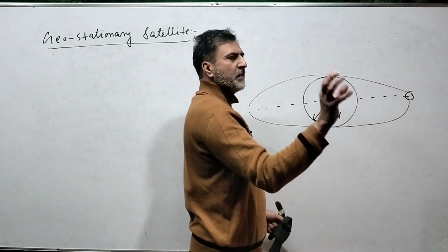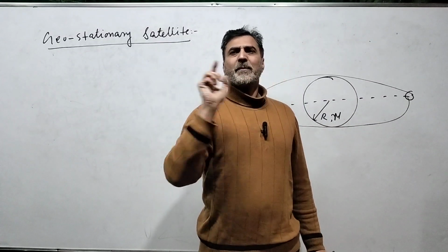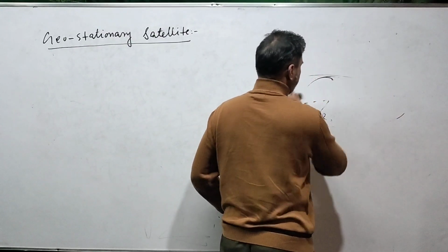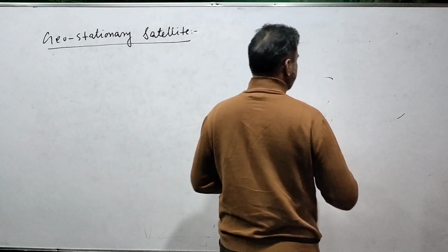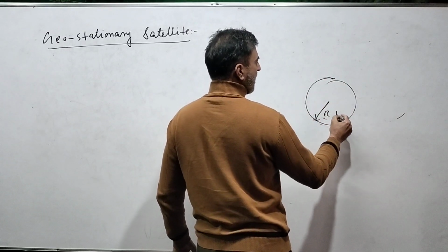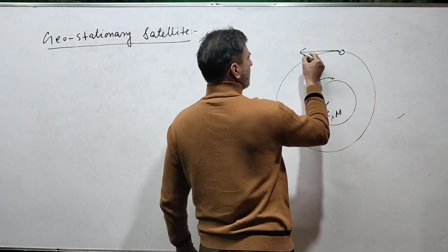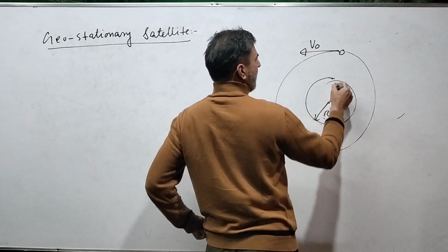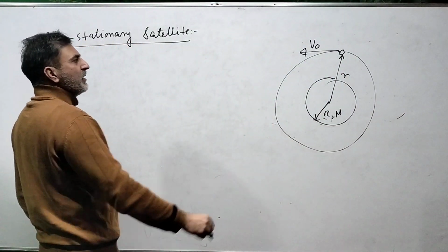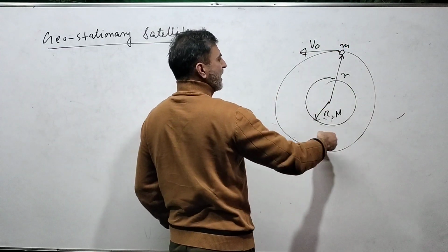And it is something like this. Earth is like this, and the satellite is moving on the equatorial plane, right? But it is moving in a circle. Let's make it a circular path so that we can understand. It is Earth, mass is m, and it is a satellite here moving around the Earth with orbital velocity v0 at a distance r. This satellite of mass m remains stationary with respect to Earth.